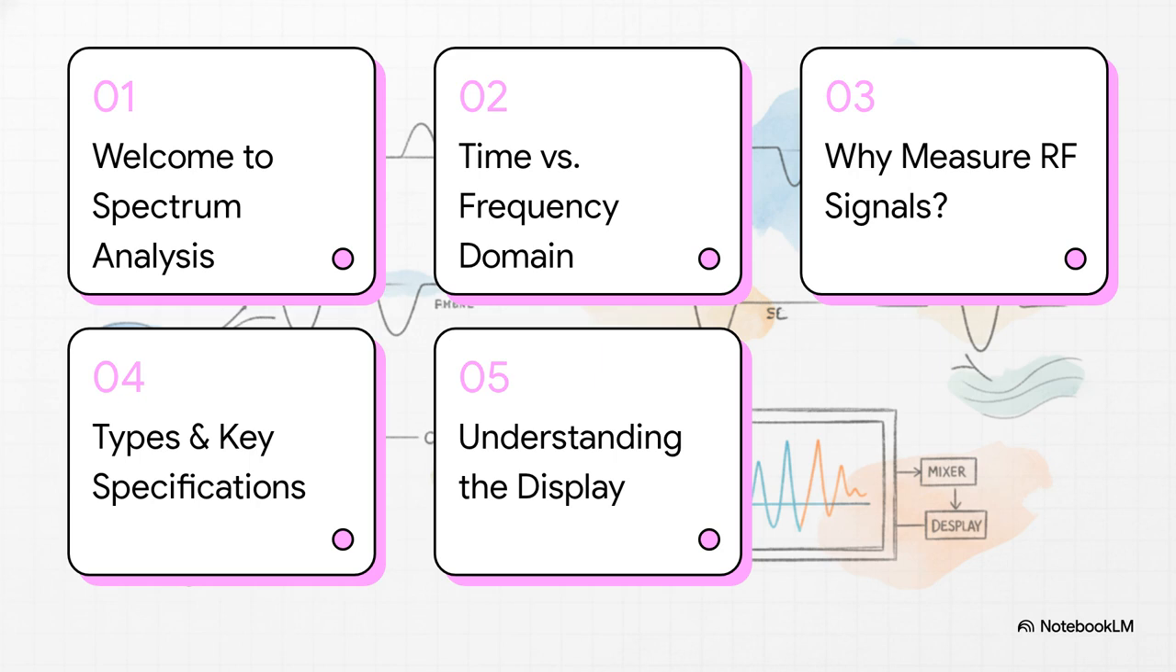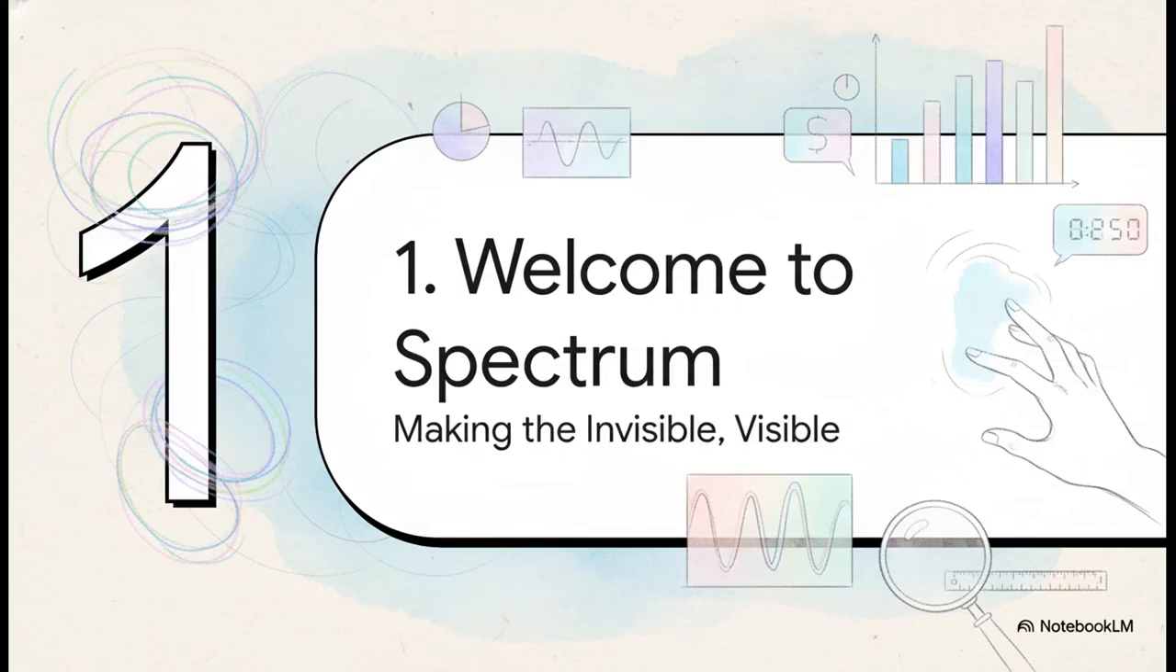So here's what we've got on tap for today. First, we'll cover what spectrum analysis even is. Then we'll dig into a really crucial idea, the difference between the time and frequency domains. After that, we'll look at why this stuff is so important in the real world, check out the different kinds of analyzers, and finally, we'll make sense of that screen that looks so complicated at first glance. All right, let's jump right in.